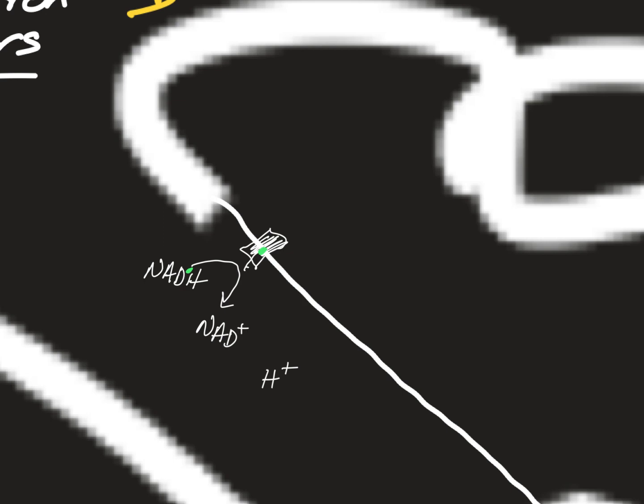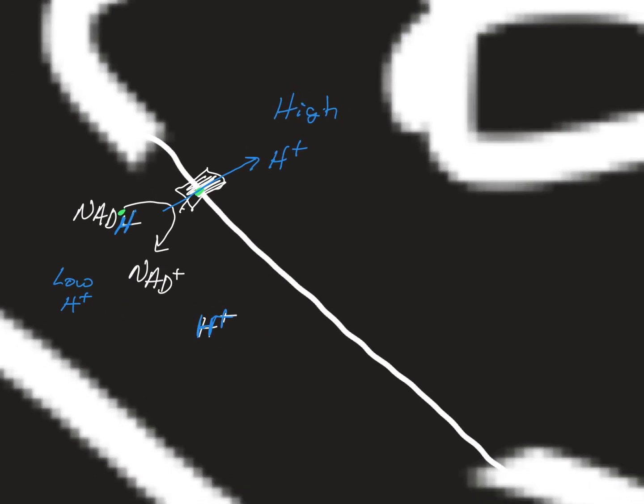And as it does so, hydrogen in blue, the hydrogen ion, is going to follow it and get trapped on this side. So you're going from low hydrogen ions to high. So you need energy. Where are you getting that energy? The high energy electron. Where did we get that high energy electron?